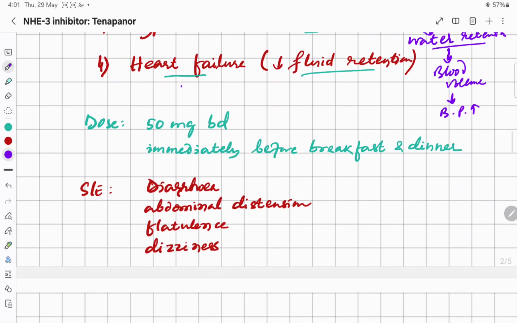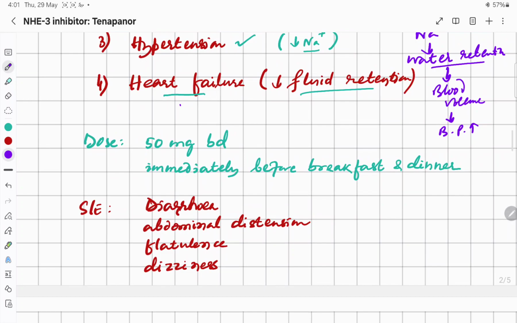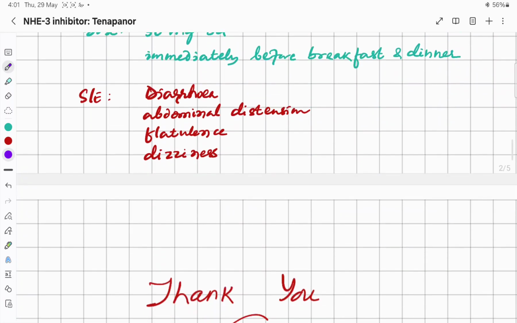So the dose is 50 milligram twice daily, which can be used immediately before breakfast and dinner, and side effects are diarrhea, abdominal distension, flatulence, dizziness, etc. So this is all about Tenapanor, the sodium hydrogen exchanger inhibitor.